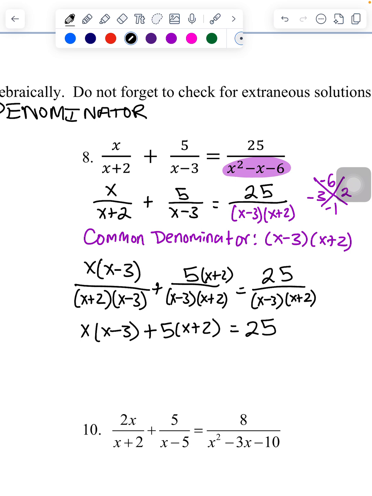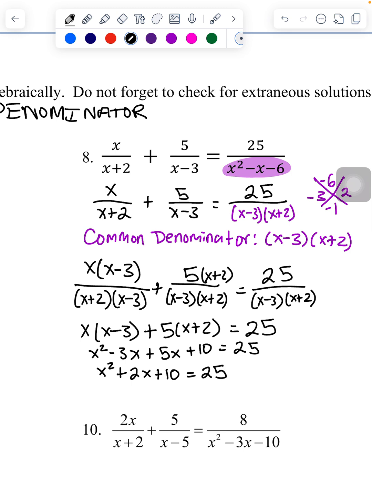Okay, so from here, I'm going to simplify just a little bit to see if I get a nice function that I can either factor, simplify, and get x by itself. So I'm going to distribute that first x in. So I have x squared minus 3x, distribute the 5, so I have 5x plus 10, and I'm equal to 25. Combining like terms, I have x squared plus 2x plus 10 is equal to 25.